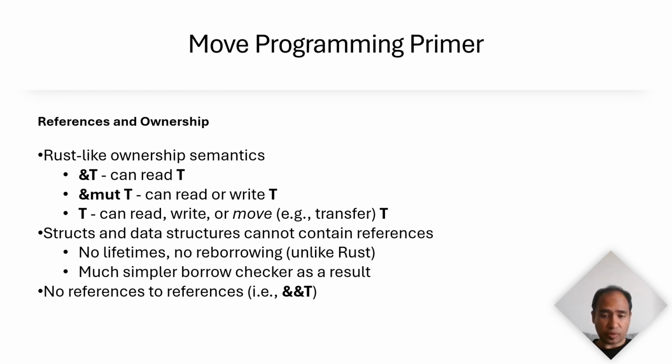Most existing LLMs, if we use them, start producing code which looks like Move but is essentially Rust code, which does not compile in Move because they don't understand its intricacies. For example, Move has no references to references, like ampersand ampersand T. Its structs and data structures also cannot contain references, so there is no lifetime and no reborrowing, which Rust has, and it has a much simpler borrow checker as a result.